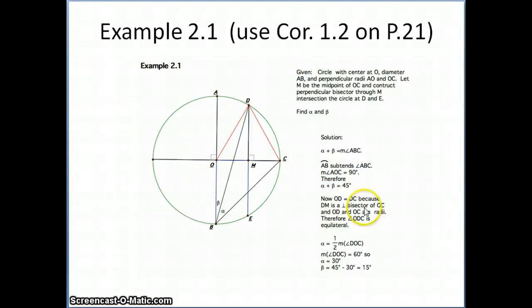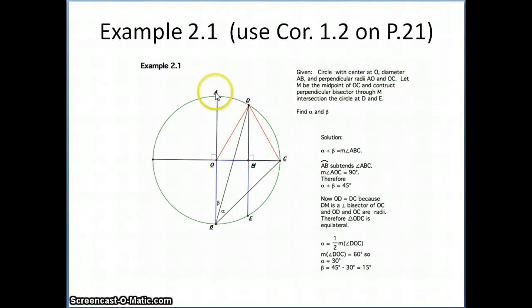We continue the problem exam 2.1. We already proved alpha plus beta is 45 degrees because alpha plus beta is the inscribed angle ABC, and inscribed angle is half of the intercepted arc ADC. The measure of ADC is defined as the measure of the central angle AOC, because AOC is 90 degrees, so ADC is also 90 degrees.